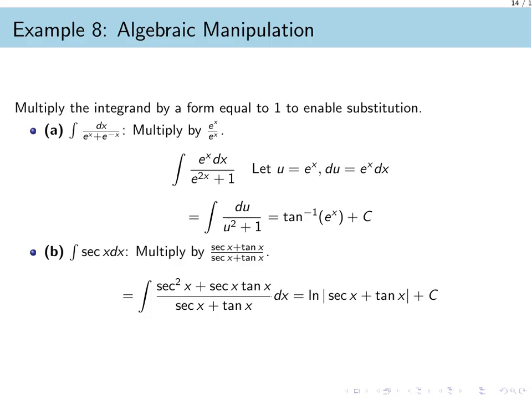Algebraic manipulation can often reveal a hidden substitution. In the first case, we multiply the fraction by e to the x over e to the x. This transforms the denominator into a form where u equals e to the x is a perfect substitution, leading to an inverse tangent result. In the second case, integrating secant x requires multiplying by a special fraction equal to 1, secant x plus tangent x over itself. This makes the numerator the exact derivative of the denominator. Both techniques rely on multiplying by a form of 1 to fit a standard integration rule.